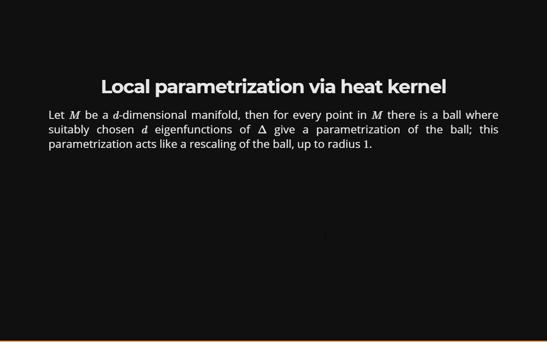So under some hypothesis, given a d-dimensional manifold, we can select a ball around each point so that on that ball there are exactly d eigenfunctions of the Laplacian, which give a parameterization which acts as an almost constant rescaling of the ball up to radius 1. So that means that on that ball, the Riemannian distance on M is comparable with the embedding distance, uniformly in the ball.